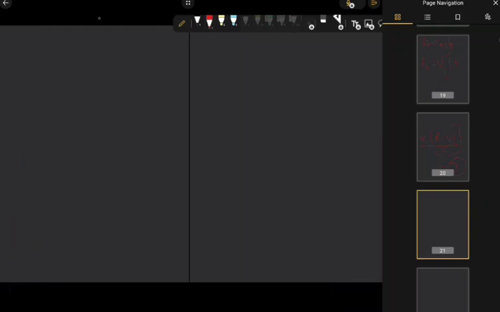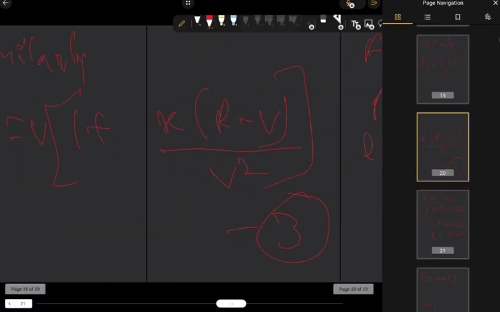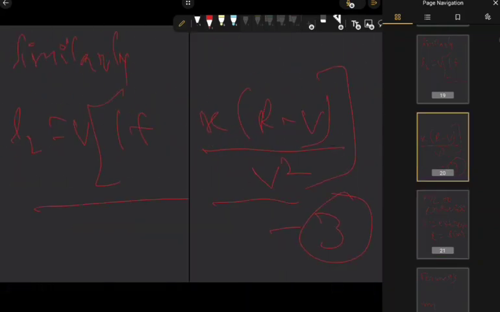Now apply Fermat's principle. According to Fermat's principle, L is equal to your extremum. L is a function of x, clearly, because L is equal to L1 plus L2, and L1 and L2 are functions of x, because everything else is constant. Only x is variable.